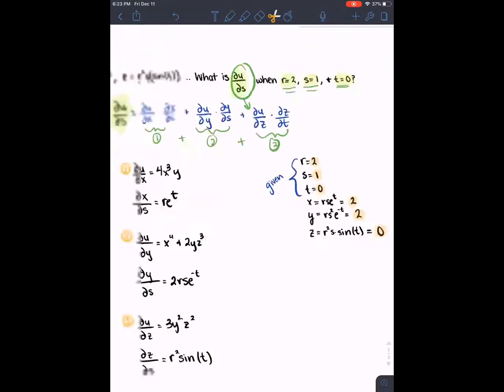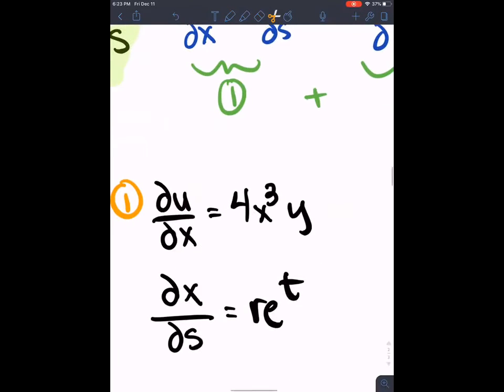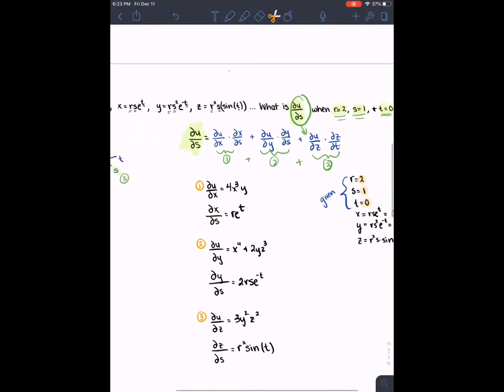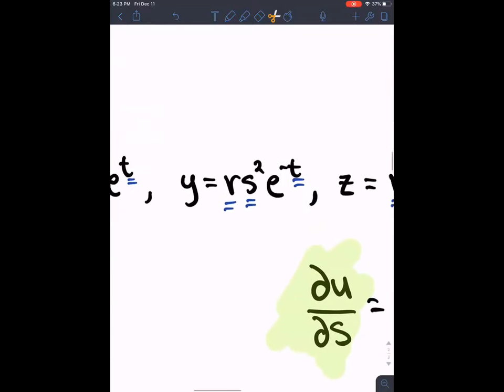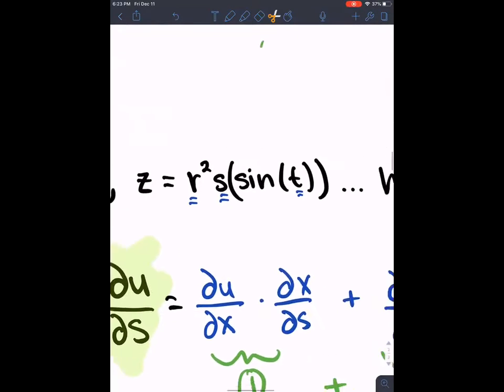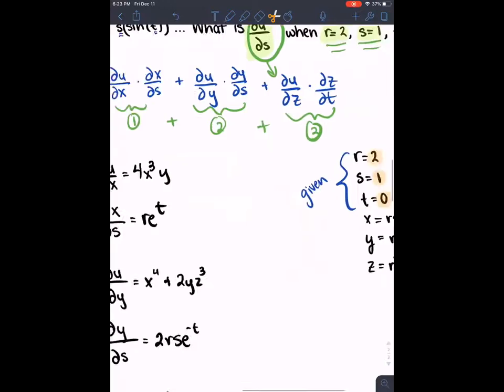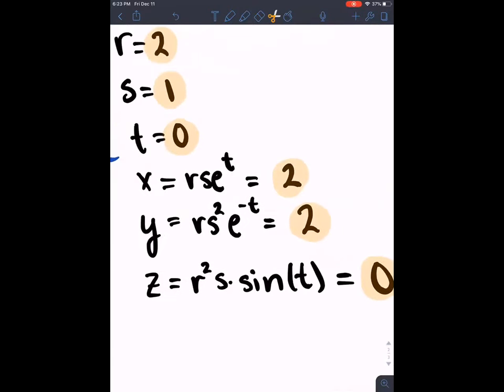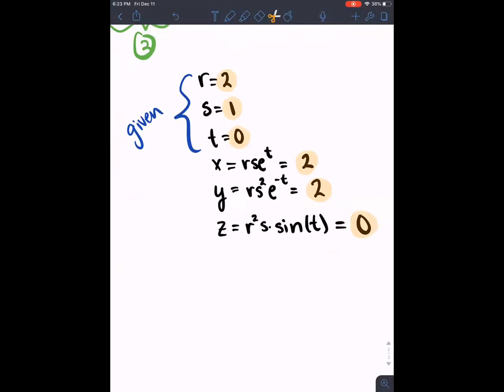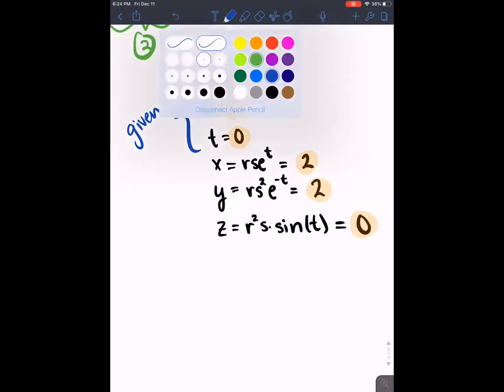What we had to solve for are these variables, x and y and z. So we are given equations for all of these conveniently. X is rs e to the t, y is rs squared e to the negative t, so on and so forth. So plugging this in, if you plug in r is 2, s is 1, and 0 is t here, you end up getting x is equal to 2. You plug in the rest for y and z, and you can get y is equal to 2 and z is equal to 0. Again, I've done that math already just to speed things up here.